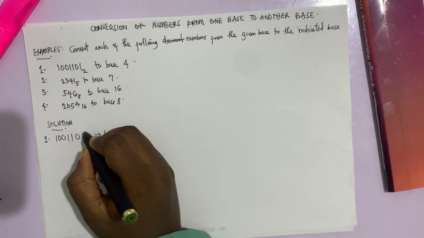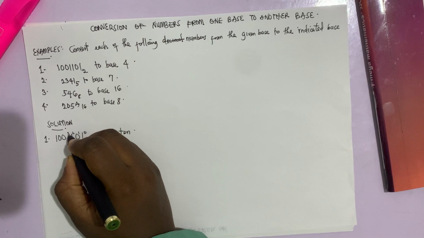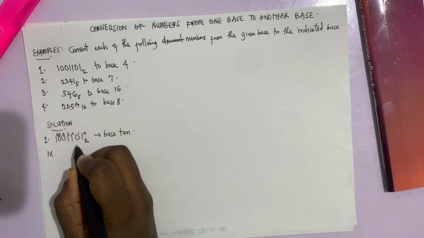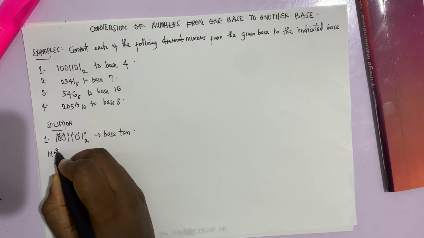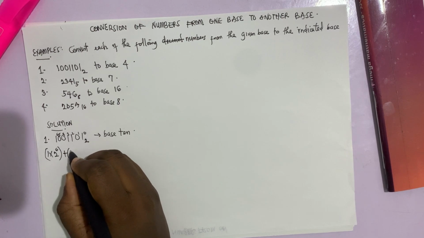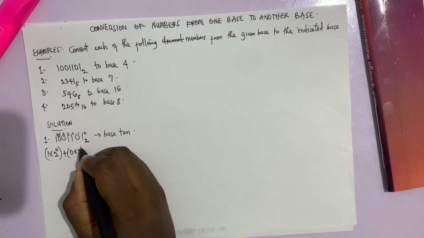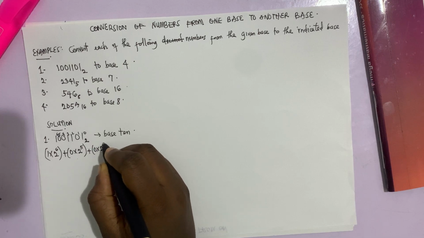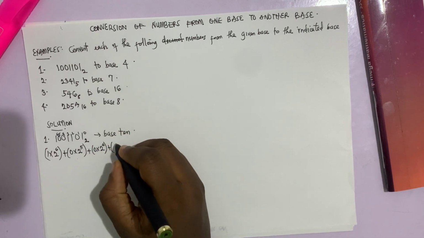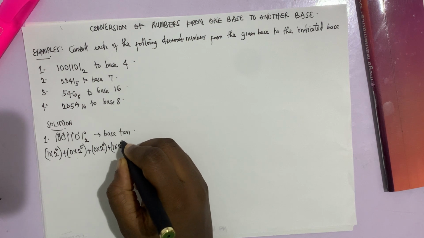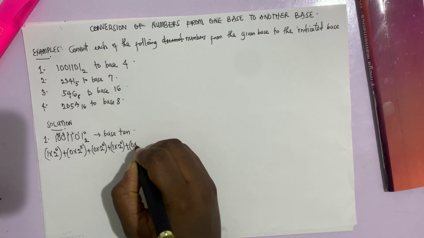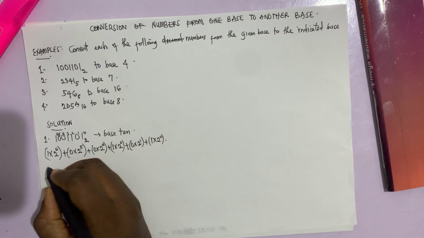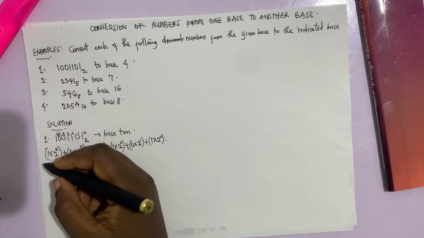We give it index numbers 0 1 2 3 4 5 6. So this becomes 1 times 2 raised to power 6 plus 0 times 2 raised to power 5 plus 0 times 2 raised to power 4 plus 1 times 2 raised to power 2 plus 0 times 2 raised to power 1 plus 1 times 2 raised to power 0. So this becomes 2 raised to power 6.